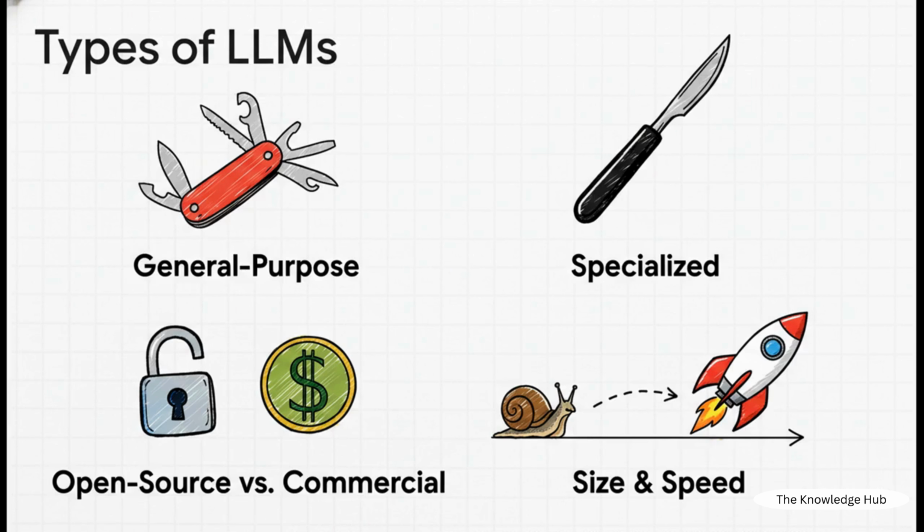And that size difference, it's a huge deal. A smaller, zippier model might be perfect for a real-time chatbot on your phone, while a gigantic, powerful model might need a whole server farm to run, which totally changes the cost and how you can even use it.